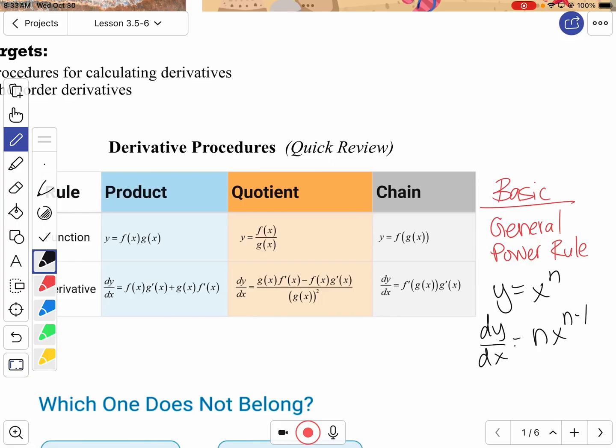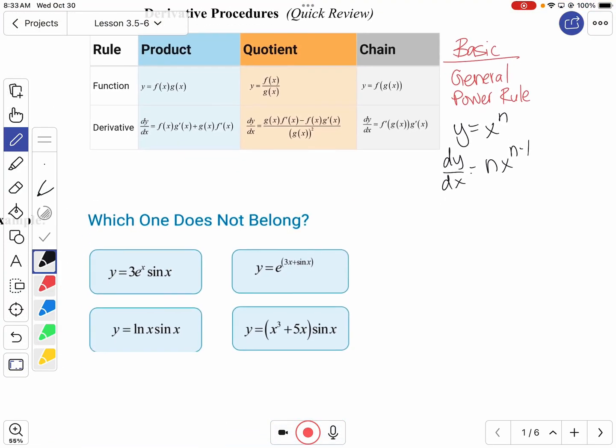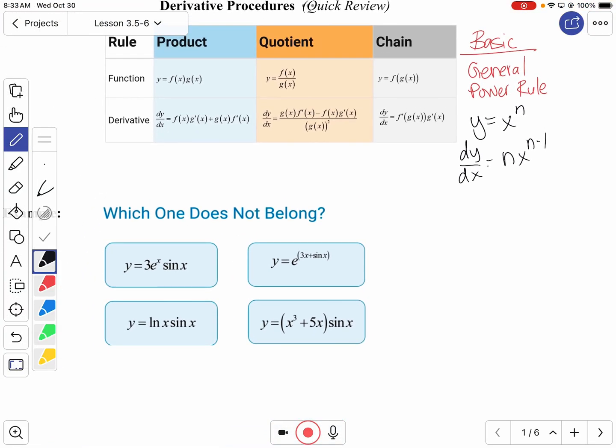Okay. So the first part of the lesson is just looking at some and figuring out which rule applies here, or which combination of rules we need to use. Because if I don't recognize what to do, I don't know when to do it. I can't possibly get it right. So let's take a look at this first set of 4. One of these does not belong. Let's see if we can figure out which one that would be. There's a lot going on in these.